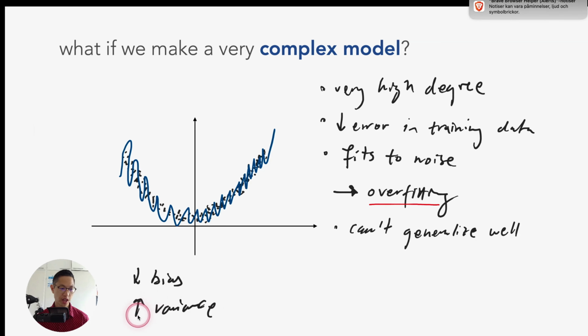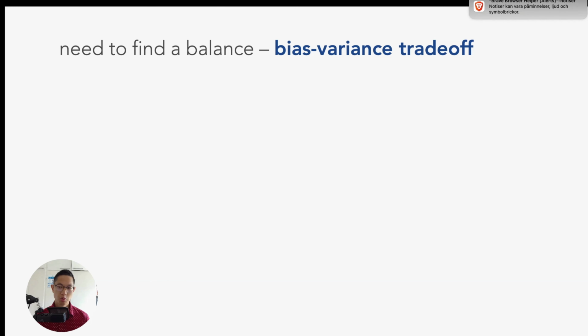Here we have higher variance and low bias. We have very high variance and very low bias when we have a very complex model. There's a clear overfitting here. It generalizes badly. What you need to do is find a balance, a bias-variance trade-off.